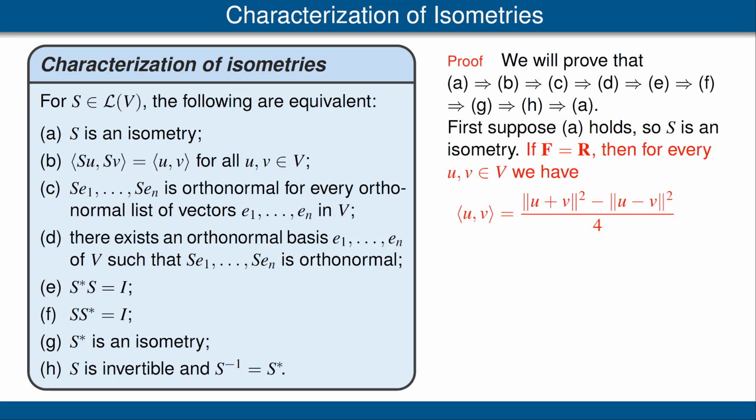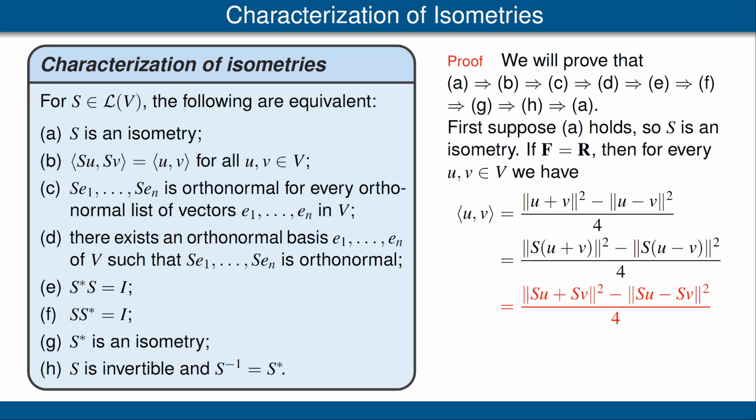If we were dealing with a complex case, we'd have to add a complex conjugate. At any rate, you should pause the video and verify this equality. Okay, now that you're back, because S is an isometry, that's our assumption, we can rewrite the right-hand side of the equation as follows. This is because the norm of u plus v is equal to the norm of S applied to u plus v, because S is an isometry, and similarly for S applied to u minus v.